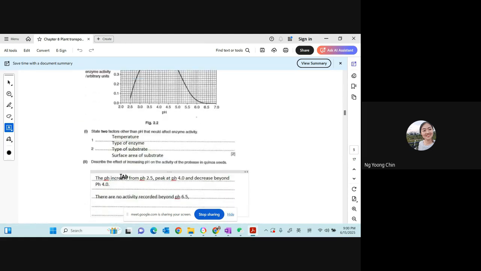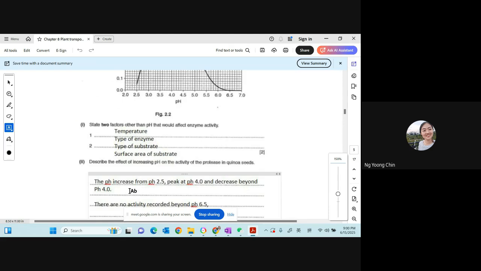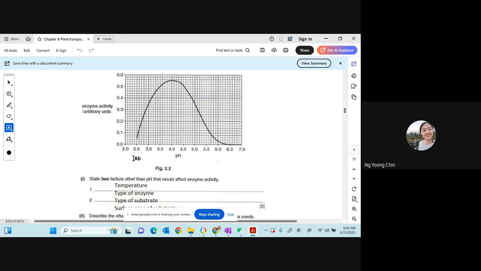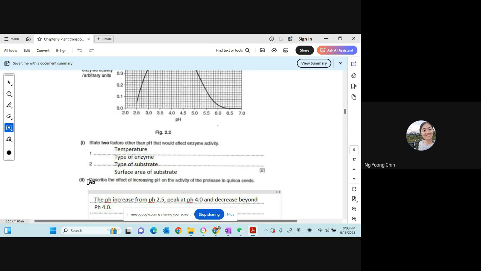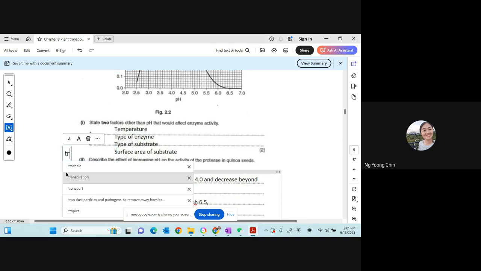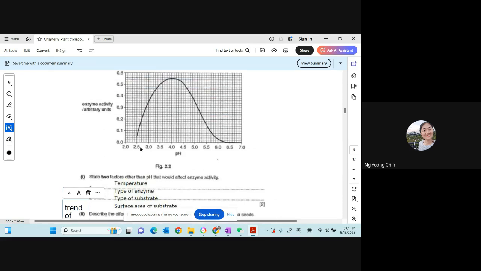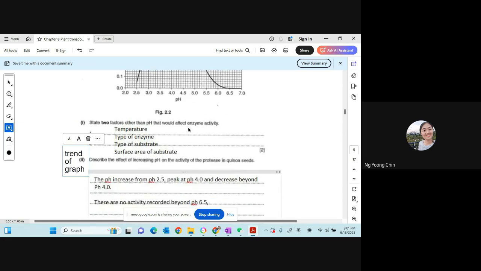This question likes to come out in the exam: describe the effect of increasing pH on the activity of the protease in the seed. Since the question asks you to describe the graph, they are actually asking you to describe the trend of the graph. The trend means the graph is increasing, decreasing, remaining constant, or peaking at the highest point. This is the way you should write the answer.